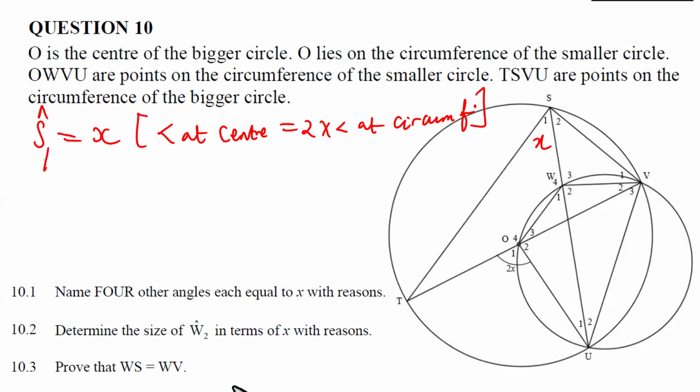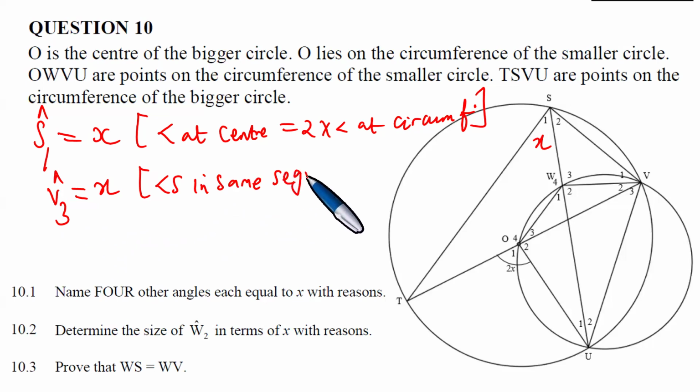What's this one? I think S1 and V3 because V3 equals X. Yes, good. Angles in the same segment. Well done, angles in the same segment. I agree. Okay, we're analyzing this question. These are from grade 11 past exams.